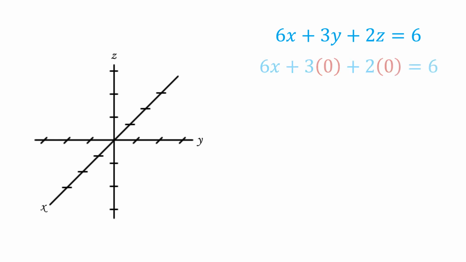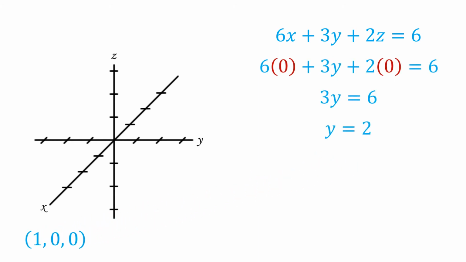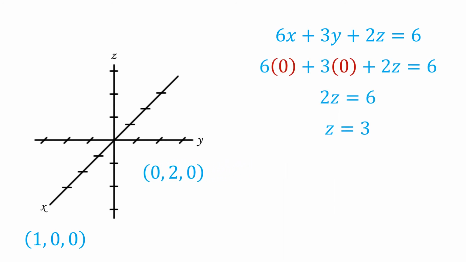For our x-intercept, we'll substitute 0 for y and z, and we see that 6x equals 6, so x will equal 1. We can write our intercept as an ordered triplet, 1, 0, 0. Similarly, we can do that with both our y and z intercepts. We'll see that y will equal 2, so our ordered triplet will be 0, 2, 0, and z will equal 3, so that ordered triplet will be 0, 0, 3.